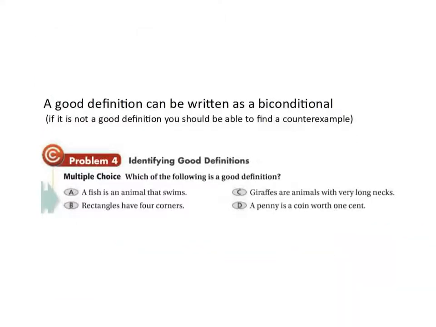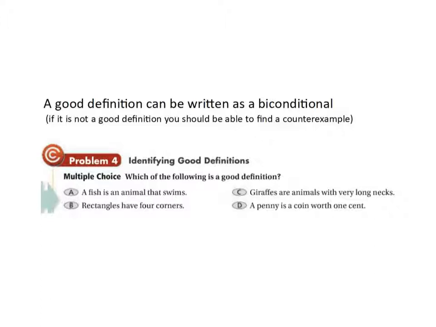Now, the whole point of doing this is that if we have a definition, and these ones that have been given you, they are definitions, that's why they've been working so great. A good definition can actually be written as a biconditional. If it's not a very good definition, you should be able to find a counterexample. So I thought this was kind of a neat one. It's multiple choice. There's only one of these that's really a good definition. And so let's see which one that would be.